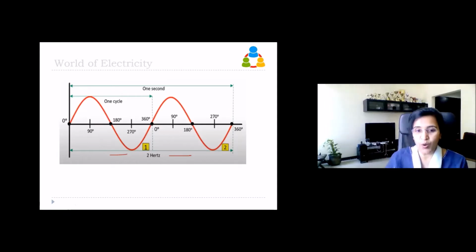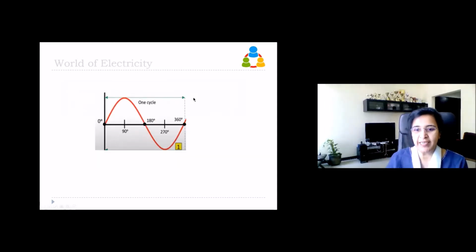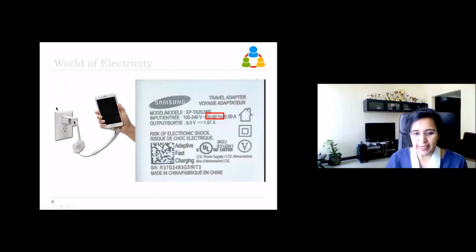So in our home, in your mobile, when it says 50 to 60 hertz, it means how many cycles per second? It is 50 cycles per second or 60 cycles per second. So this equipment can work even if it is 50 cycles per second or 60 cycles per second. This Samsung model can work like that.